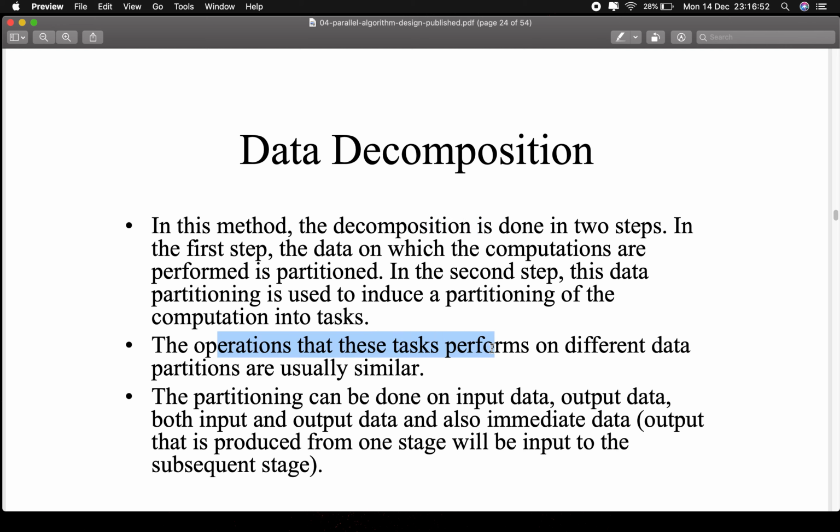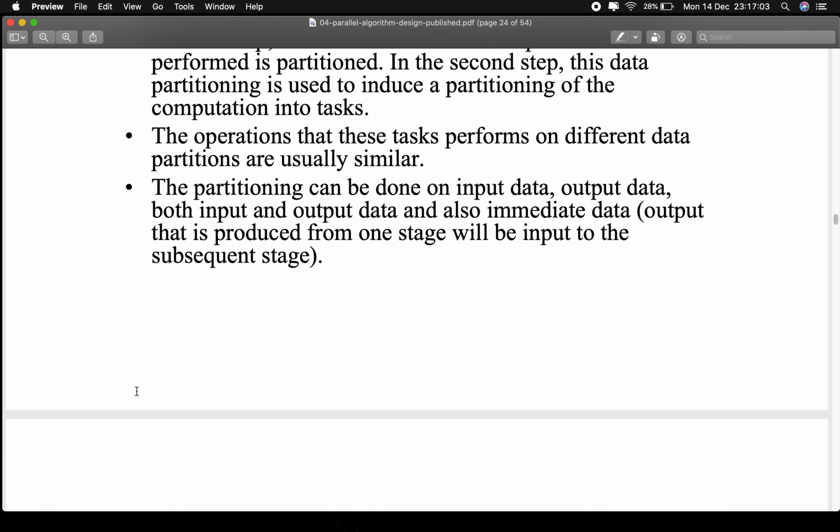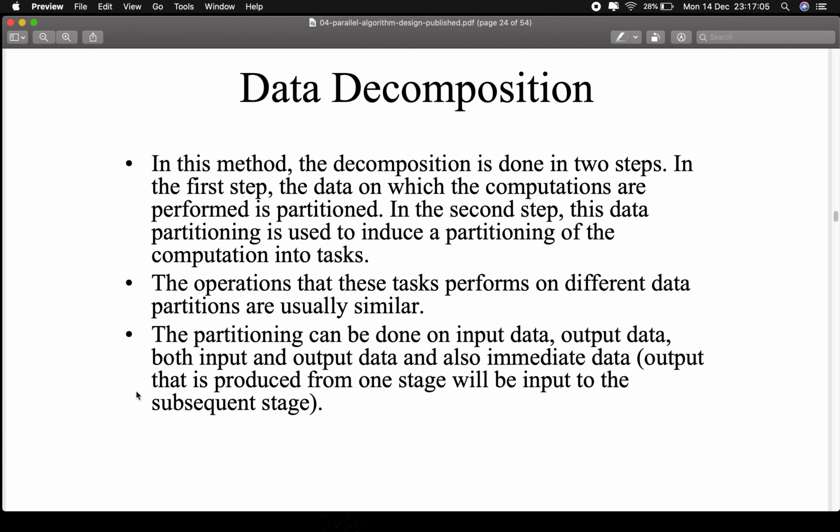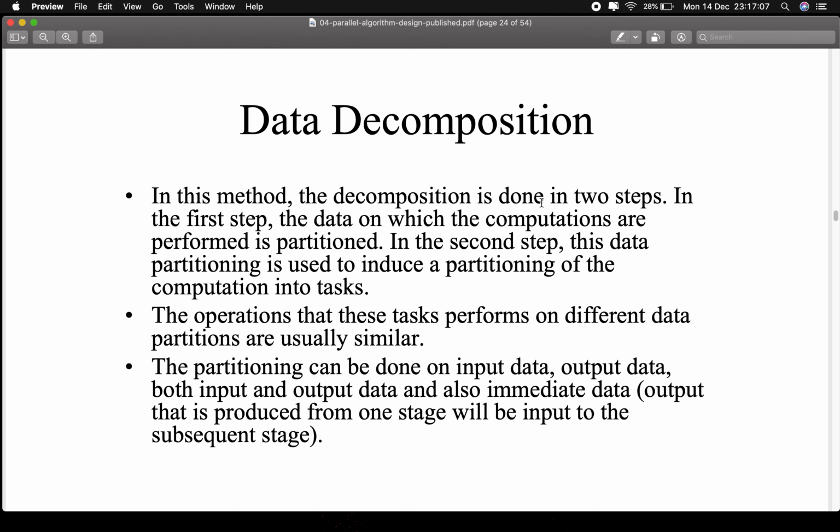The operations that these tasks perform are different. Data partitions are usually similar. So I think the keyword here is using two steps, and you need to know each of these steps under data decomposition.